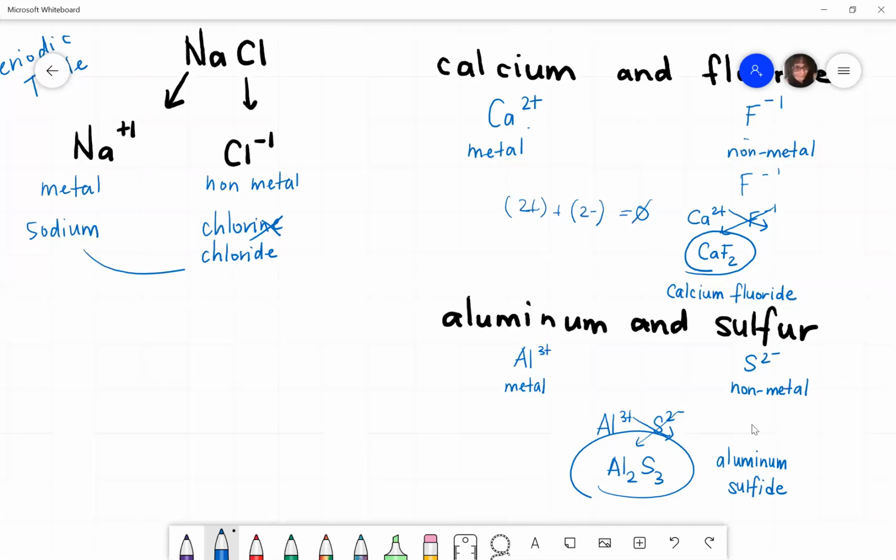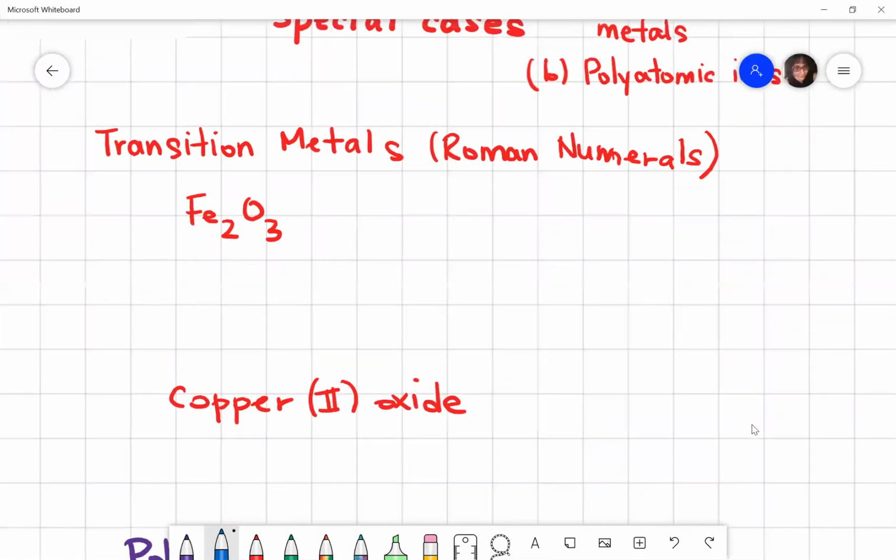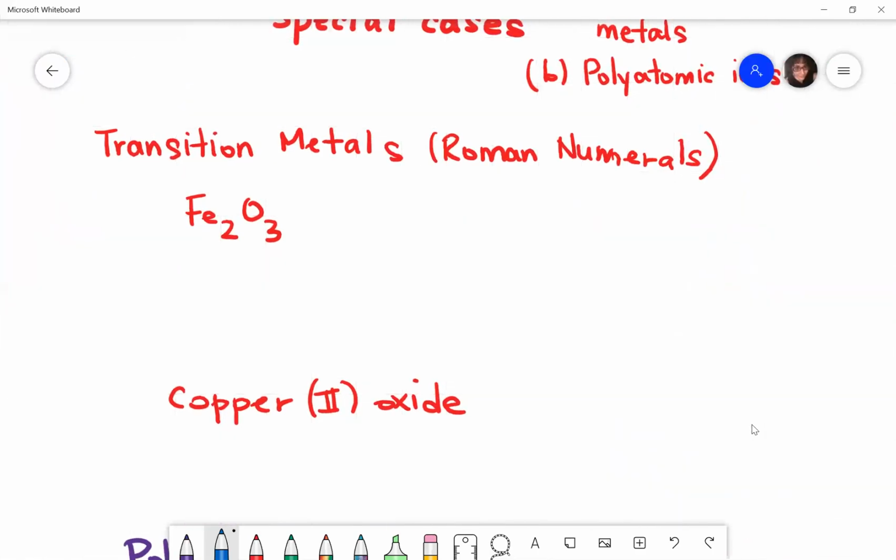Now moving over to transition metals with Roman numerals, we have two examples here for you. We have Fe2O3 and copper 2 oxide. Naming these two compounds is exactly the same. Again, you are going to look at your compound and identify your metals and your nonmetals from your periodic table. Just look for the chemical symbols. What is Fe? What is O? The O might be more obvious. O is oxygen. And you might have to search a little bit to figure out what the Fe is.